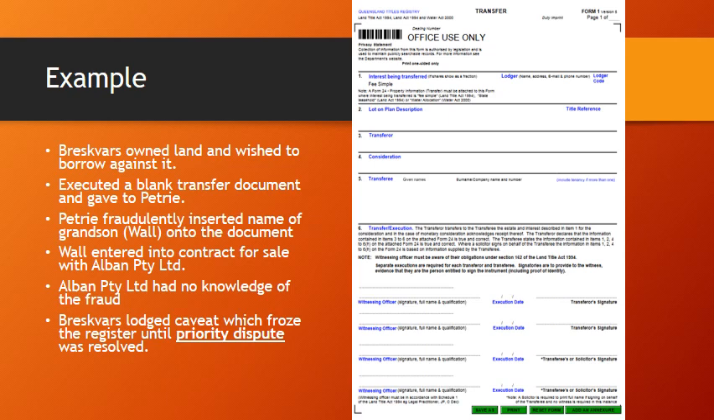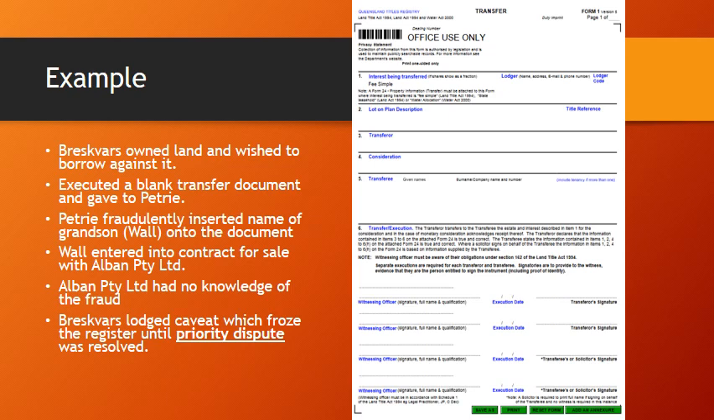So what do the Breskvars do? Well, prior to settlement, they run off and they lodge a caveat. So this is a perfect example of where something has happened off the register. We need to quickly put a stop to anybody dealing with the register so as to protect our interests. So they lodged a document called a caveat, and they would write in the interest being claimed: we claim the fee simple interest in this lot by virtue of the fact that we've been defrauded by Petrie, and please freeze the register and don't do anything about this.